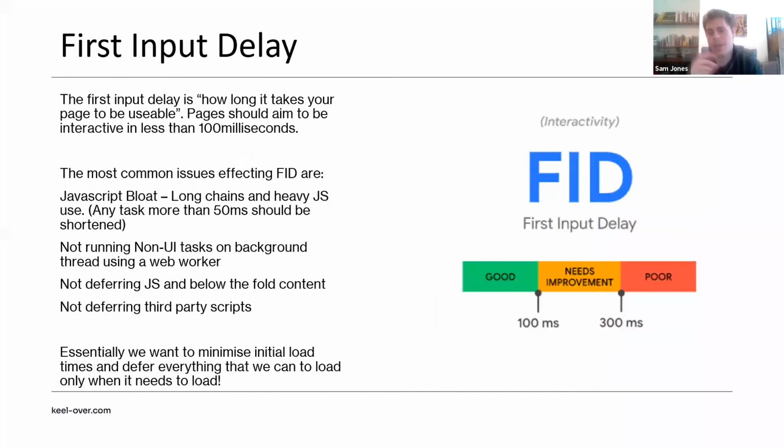So the next is first input delay. This is basically how long it takes your page to actually be usable, because part of a good user experience is, if I click on a link, I want to be able to use that page, whether it's scrolling on that page, clicking through, opening text boxes, whatever that is. And obviously, the longer we delay that, the worse user experience we get. And Google wants us to aim for less than 100 milliseconds.